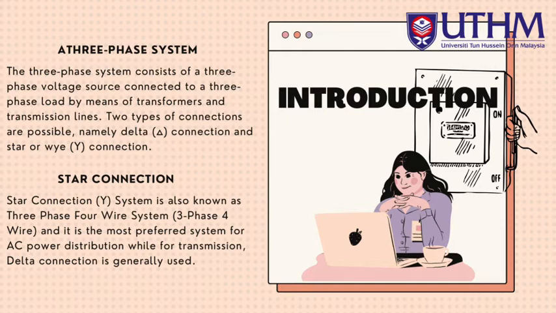Next, the star connection system is a three-phase four-wire system and is not the most preferred system for AC power transmission, whereas for transmission, the delta connection is generally used.